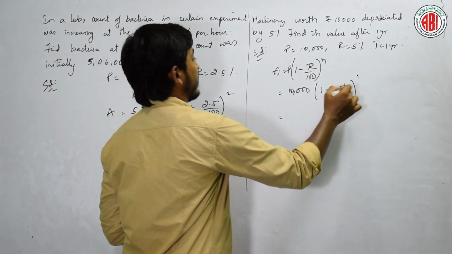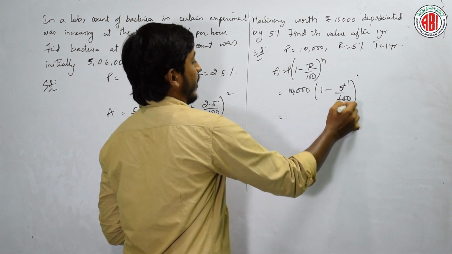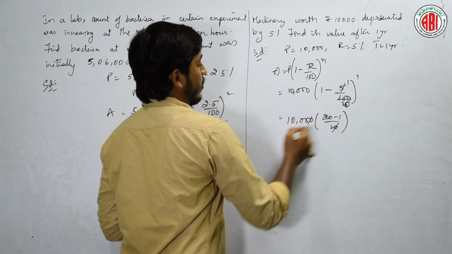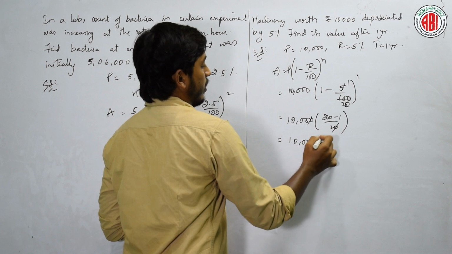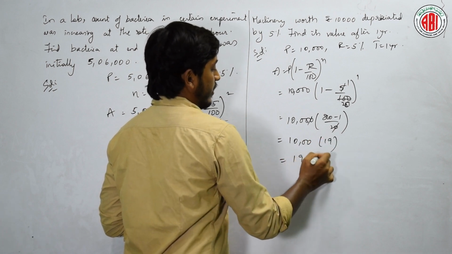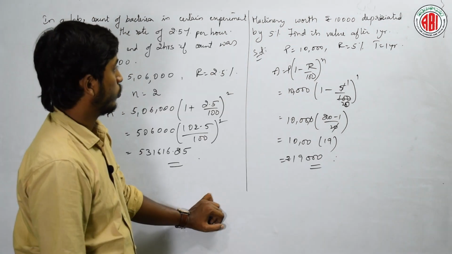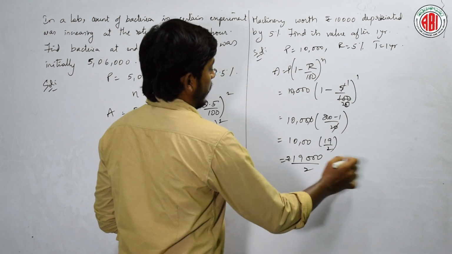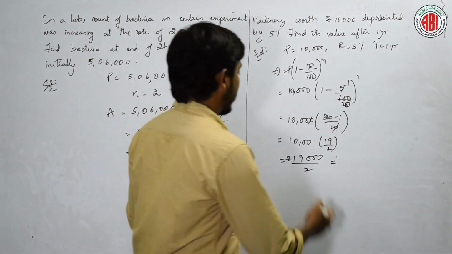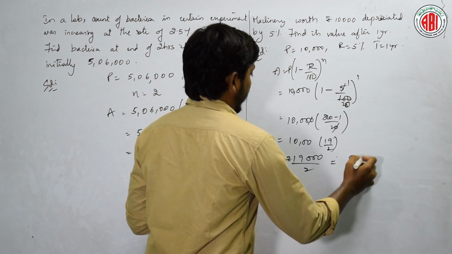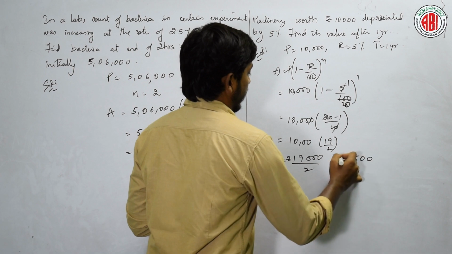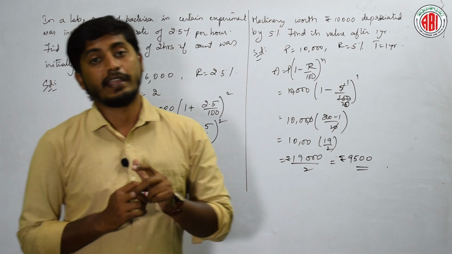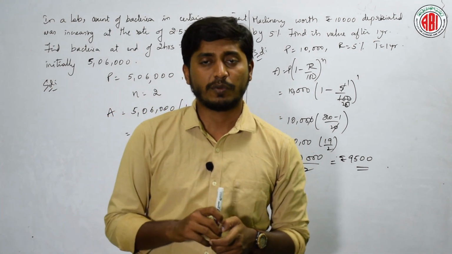That is why we have written it like this. 5 ones are 5, 5 into 20 is 100, 20 minus 1 by 20, zeros will get cancelled, 1000 into 19, therefore the answer is 19,000. Here it is by 2, 19,000 by 2. How much is it? 19 by 2 is nothing but 9.5, that is 9,500. Therefore, 10,000 machinery will become 9,500. Clear? Shall we do one more problem?